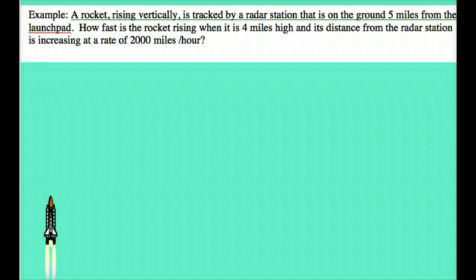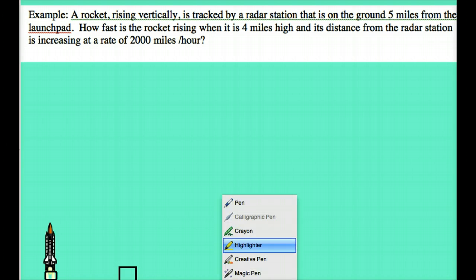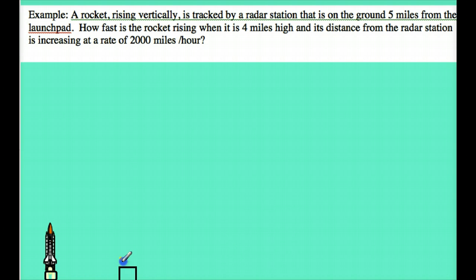So let's take a look at this problem. A rocket is rising vertically and is tracked by a radar station on the ground 5 miles from the launch pad. So here's my rocket, and let's go ahead and draw a little launch pad right here. So this is where that rocket is launching off of. Our rocket hasn't launched yet, so let's start right here. It's also telling me that there is a radar station somewhere. So let's draw a radar station here. And just for fun, let's put antennas here to show that it's a radar station.